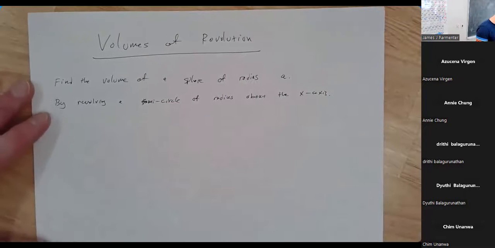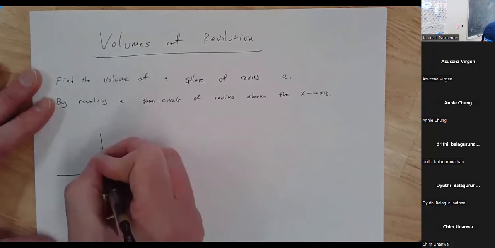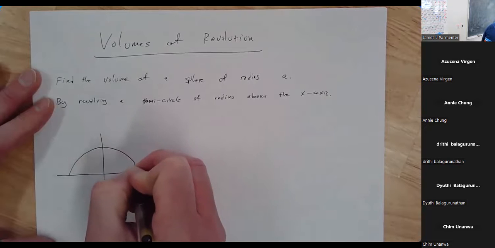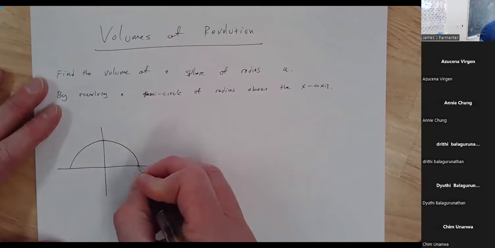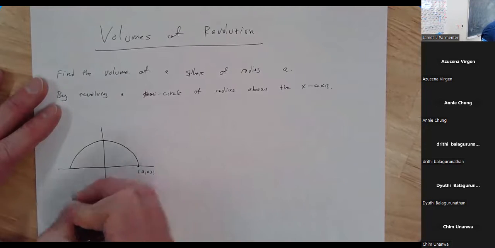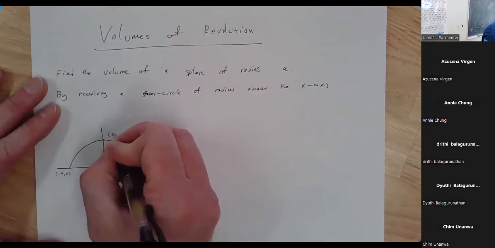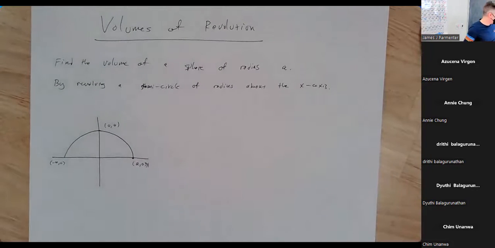Let's take a look. Here's my semicircle of radius A. So this point here is A comma 0, negative A comma 0, and 0 comma A. And here's the idea, just like every other time. We're going to take a cross section, a slice, and we're going to rotate that slice.